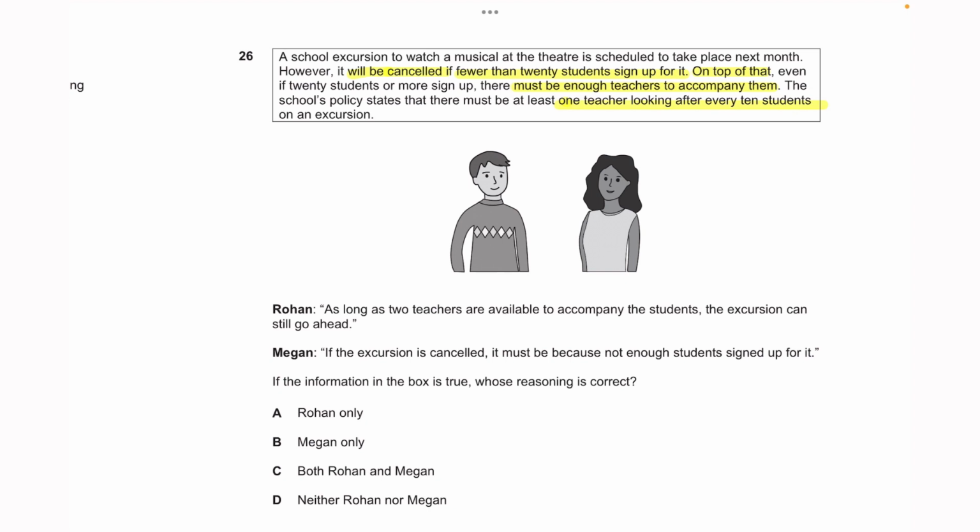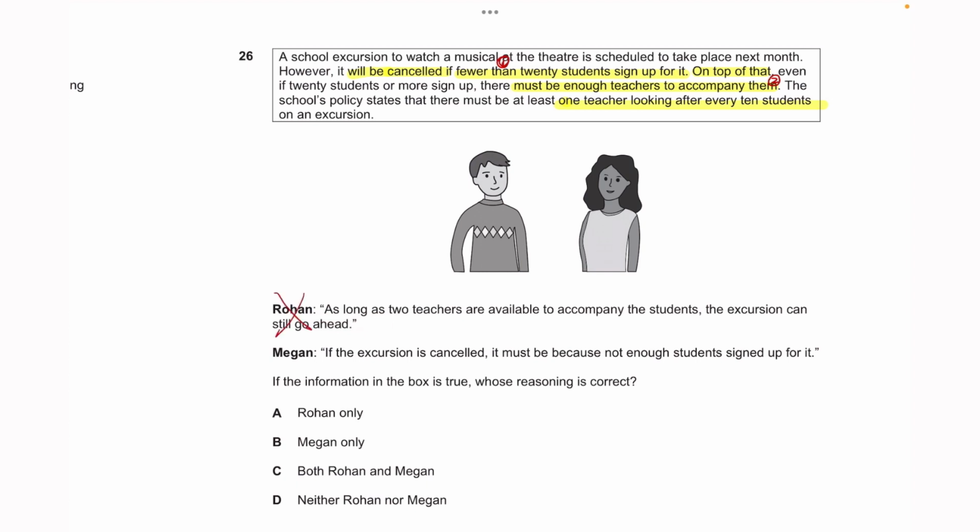Okay, so there's actually 2 conditions that take place. This is condition 1: if fewer than 20 students sign up, it'll be cancelled. And condition 2 is that there need to be enough teachers. So there are 2 different conditions that need to be met. Now what Rowan says, as long as 2 teachers are available to accompany the students, the excursion can still go ahead. And so if we have a look here, Rowan's reasoning is actually incorrect.